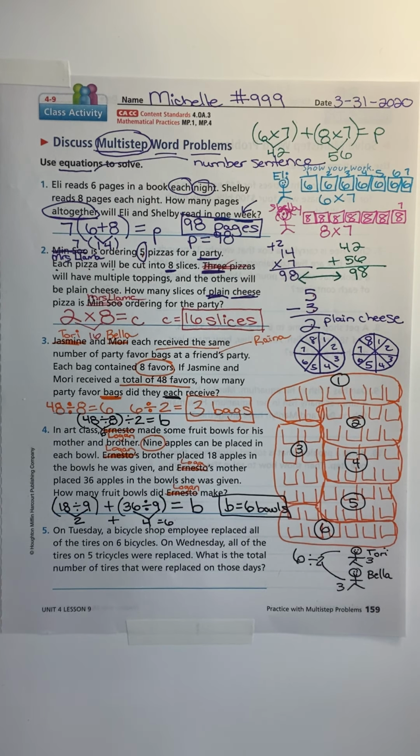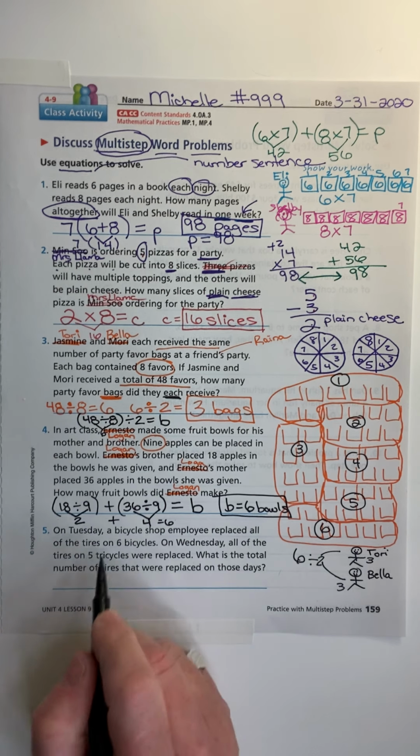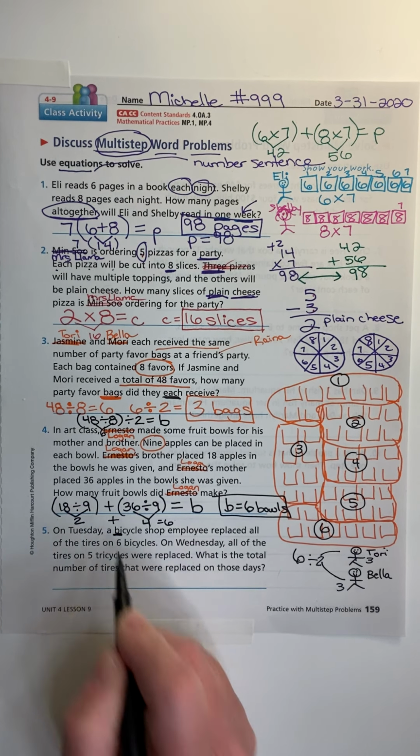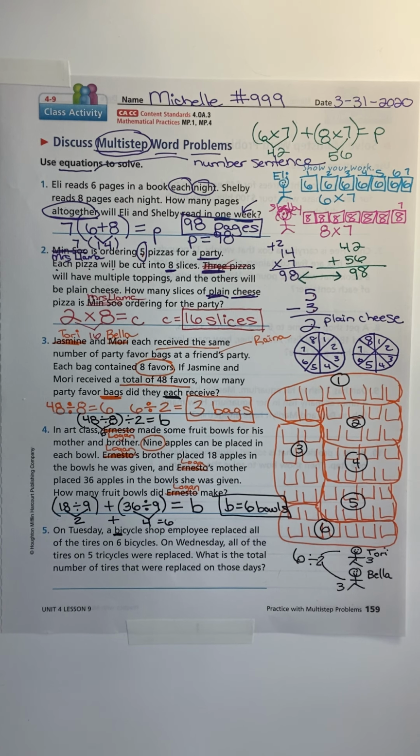Okay, last one. On Tuesday, a bicycle shop employee replaced all of the tires on 6 bicycles. Now think about this. How many tires are on a bicycle? Bi means 2, right? Tri means 3. A tricycle has 3 tires. Quad means 4, like a quadrilateral. Okay, so now we need to solve this final problem together.